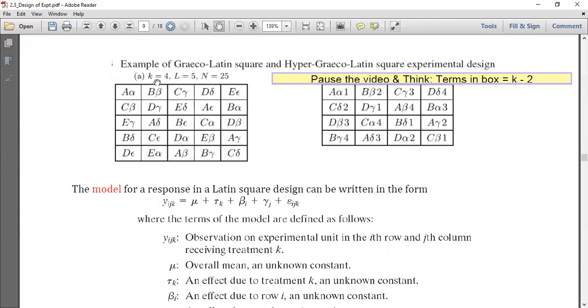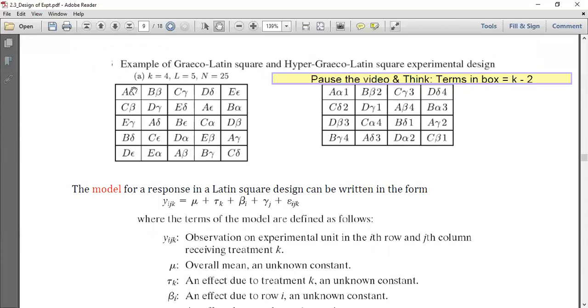There are two easy ways. One, you can see this A, B, C, D, E. So 5 levels are there for factor 3, x3. Alpha, beta, gamma, delta, epsilon. Again, that's also 5. That is for the x4, factor number 4.